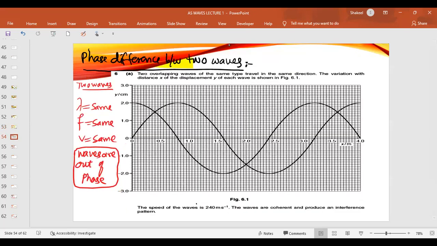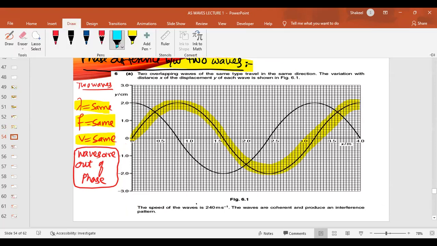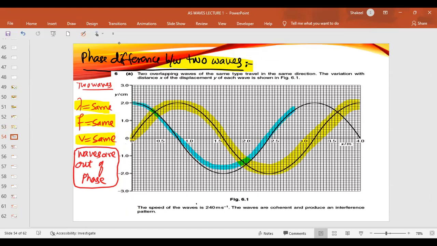So how can you find the phase difference between two waves? The waves have the same wavelength, same frequency, same speed. Okay, so let's say this is the first wave. And let me draw the second wave. This is the second wave. X-axis is distance, y-axis is displacement. So what you have to do is find the phase difference between them.